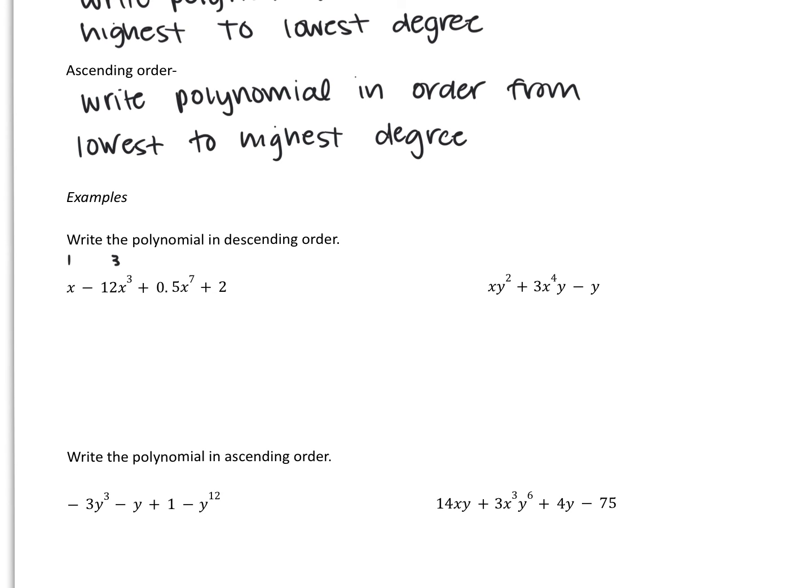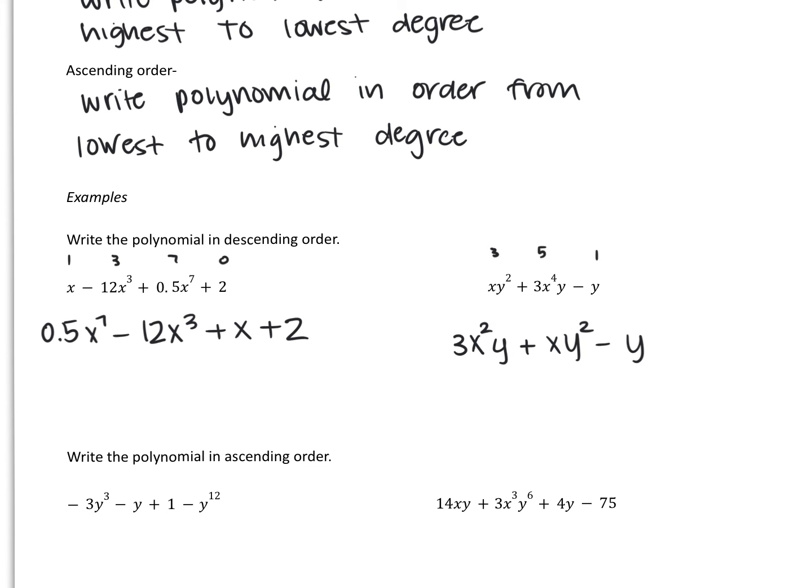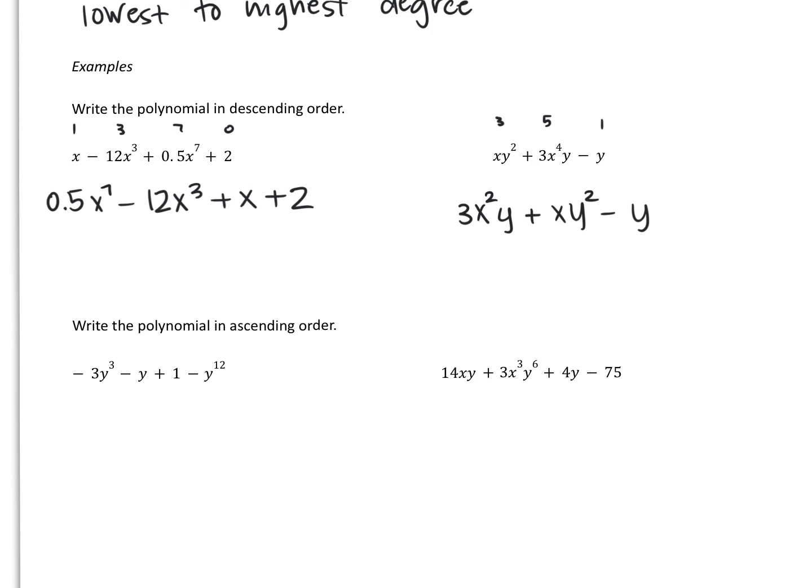Take x minus 12x cubed plus 0.5x to the 7th plus 2. We have powers 1, 3, 7, 0. I'm going to start with the biggest, 0.5x to the 7th, then the next biggest, minus 12x cubed, plus x plus 2. So it goes from highest to lowest degree. Then xy squared plus 3x to the fourth y minus y. We have 3, 5, 1. So we start with 3x to the fourth y plus xy squared and then minus y. Sometimes you don't have to do a lot to reorder it, and sometimes you may not have to reorder it at all.